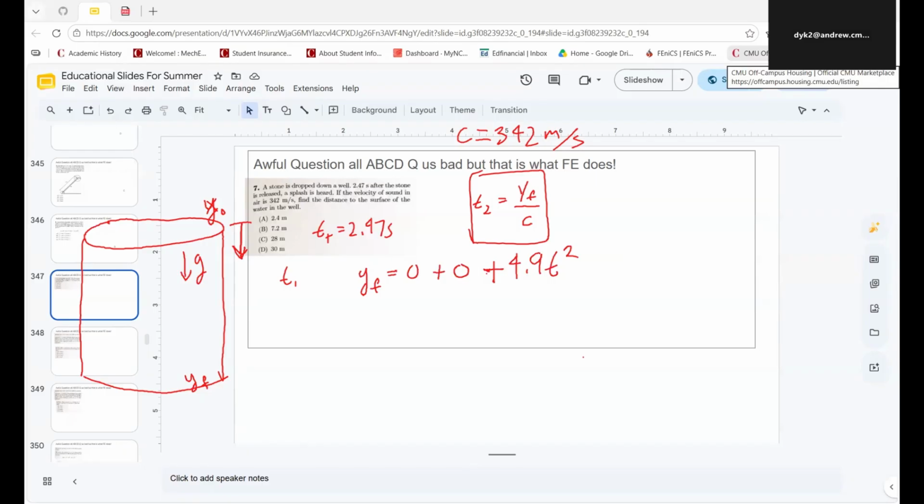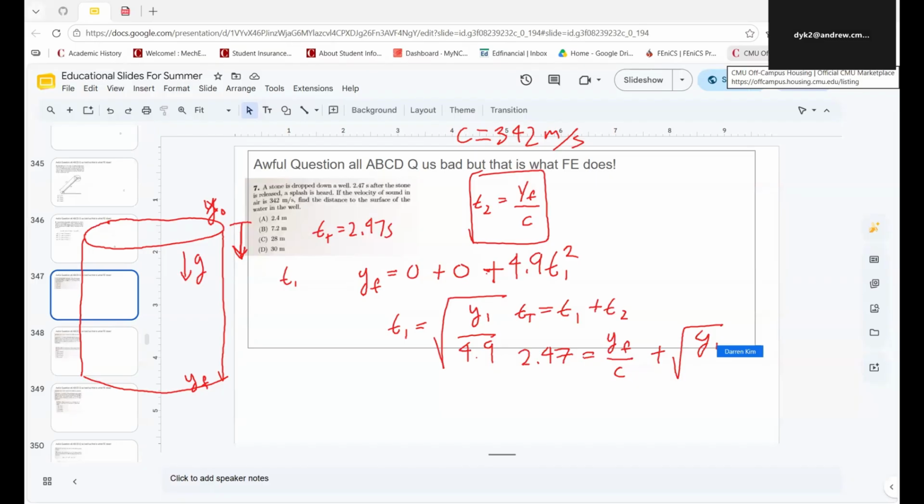Okay, so t1 equals the square root of y1 divided by 4.9. That's beautiful. So T1 plus T2 equals T total. So 2.47 must equal YF divided by C, plus the square root of Y1 divided by 4.9. Okay, there we go. That's what to solve for.